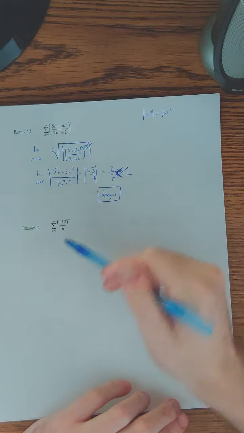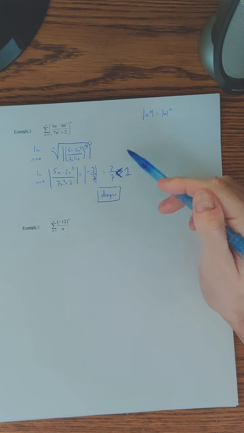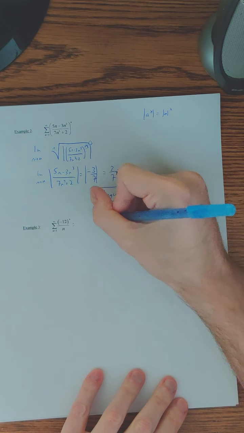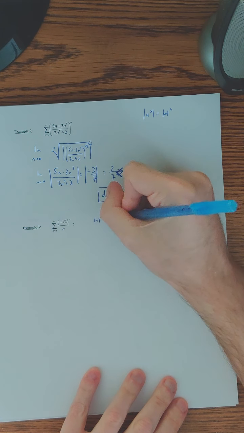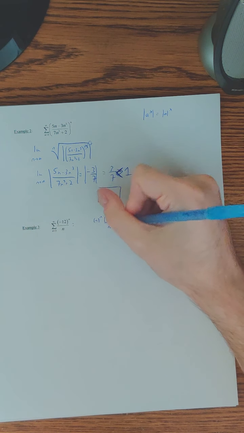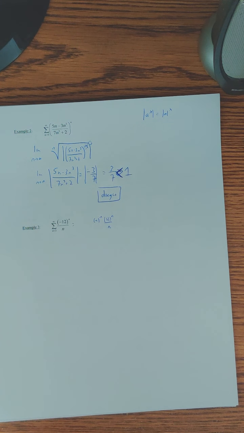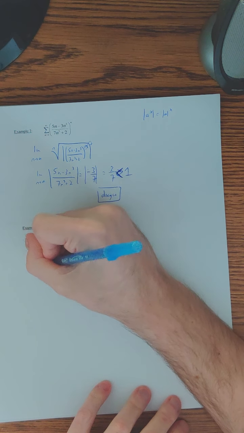Last example. We could use the alternating series test here. If we try the alternating series test, we could rewrite this as negative 1 to the n times 12 to the n over n. These terms do get smaller and smaller, and they do decrease. So this does converge. So let's see if the root test tells us the same thing.